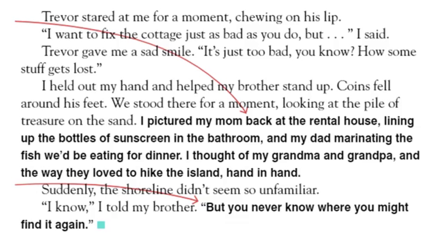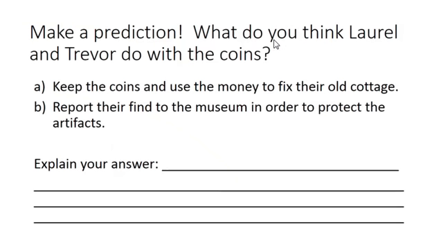And that, ladies and gentlemen, is the end of our story. The story doesn't tell you exactly what happens to the coins. However, using information from the text, you should be able to make an educated prediction. Make a prediction. What do you think Laurel and Trevor do with the coins? A. Keep the coins and use the money to fix their old cottage. B. Report their find to the museum in order to protect the artifacts. Explain your answer.